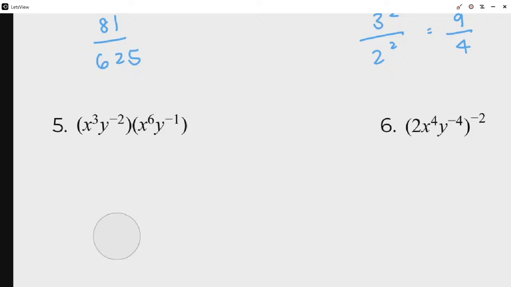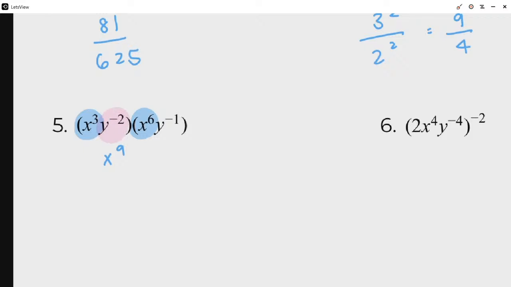Next, we have x's and y's, so we don't have to actually figure out what number it is. So first, I would look at the stuff with the common bases. So we have x to the third times x to the sixth. And since we're multiplying these, that means we're going to add the exponents. So that's going to be x to the ninth.